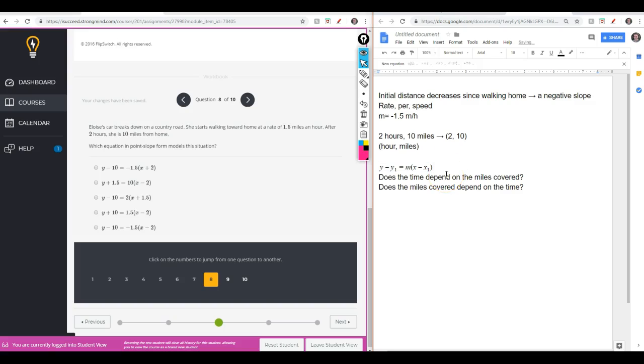So when we have this, we're going to substitute. We know our slope is negative 1.5, so wherever you see m, you're going to replace that. We know that our first x coordinate is 2, so we're going to replace this with a 2. And since our y coordinate is 10, we will replace our y1 with 10. So this is the equation that I'm looking for. y minus 10 is equal to negative 1.5 times x minus 2.